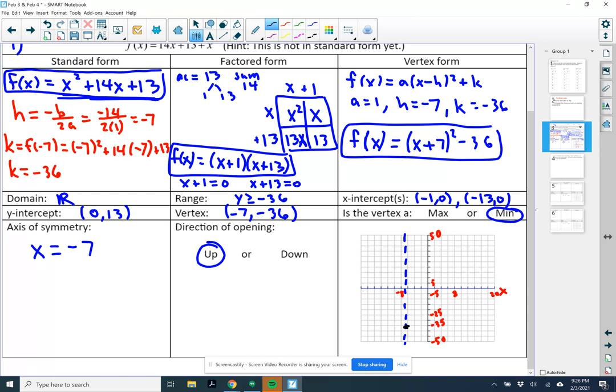We're going to put some other information on here that we have. We have the y-intercept. Remember our y-intercept 0, 13. So there's 5, 10, 15. We're just not quite to 15. That's my 13. We've got x-intercepts at negative 1 and negative 13. Negative 1 is going to be right there. Let's see, negative 13. Where are we? 8, 10, 12, 14. X-intercept is going to be right there at negative 13.